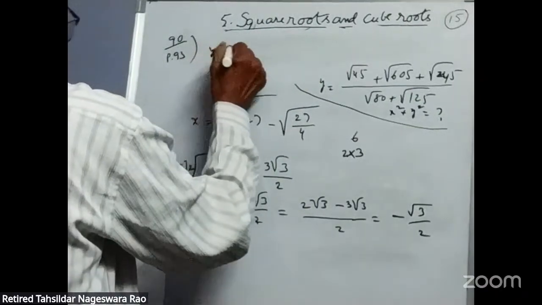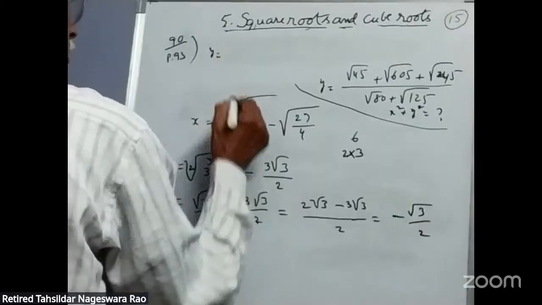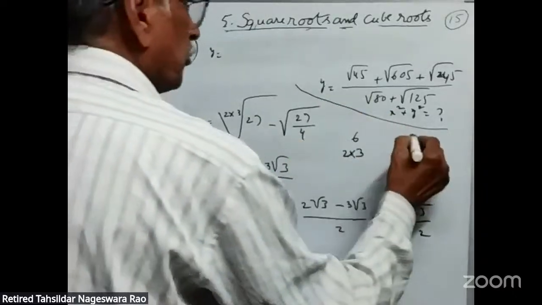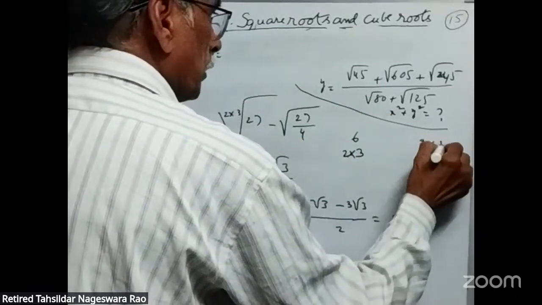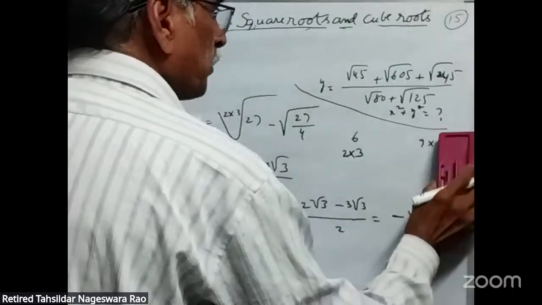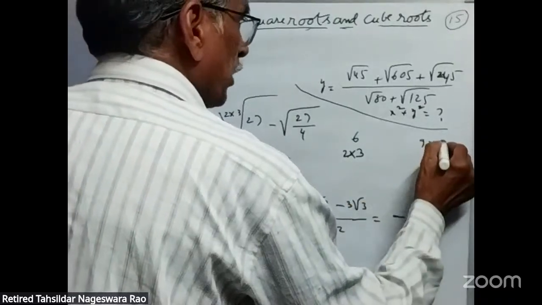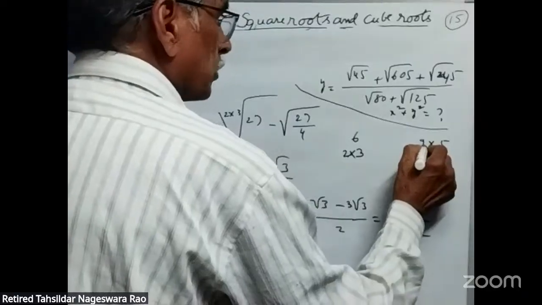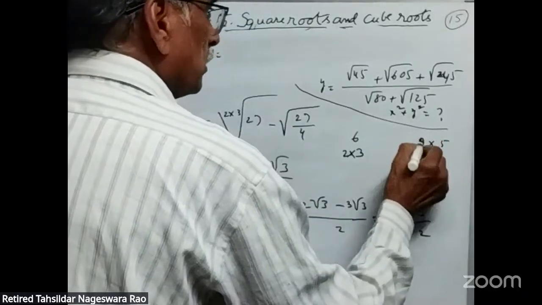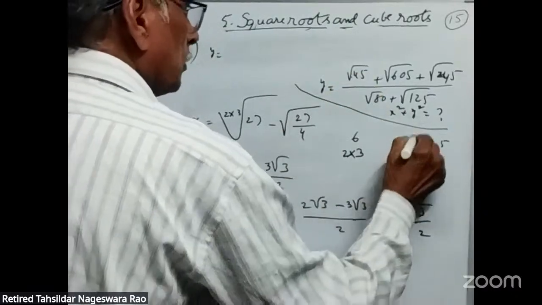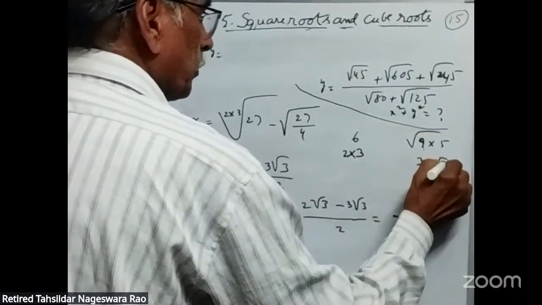Y is equal to this one. For example, this 45. 45 is 9 into 5. I am skipping some steps. 45 is 9 into 5. The square root of 9 is 3. So this becomes 3 root 5.